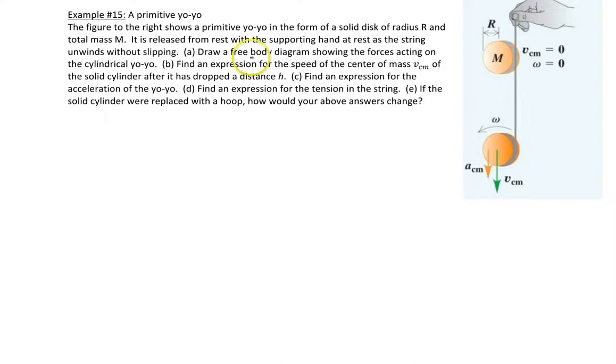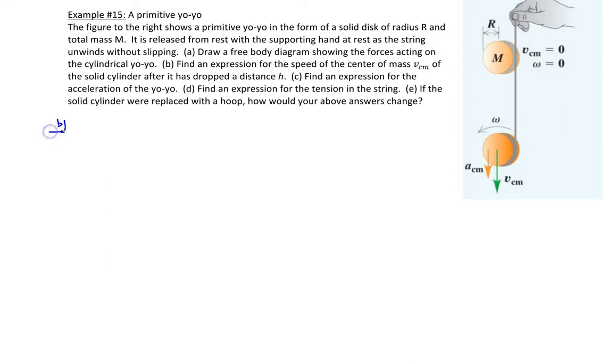So part A is asking to draw a free body diagram showing all the forces acting on the cylindrical yo-yo. Part B is asking for the speed of the center mass when it gets down to the bottom. C is asking for what is the acceleration of the yo-yo. D is find the expression for the tension. And E is if you were to change this problem from a solid cylinder to a hoop, how would all of your answers change?